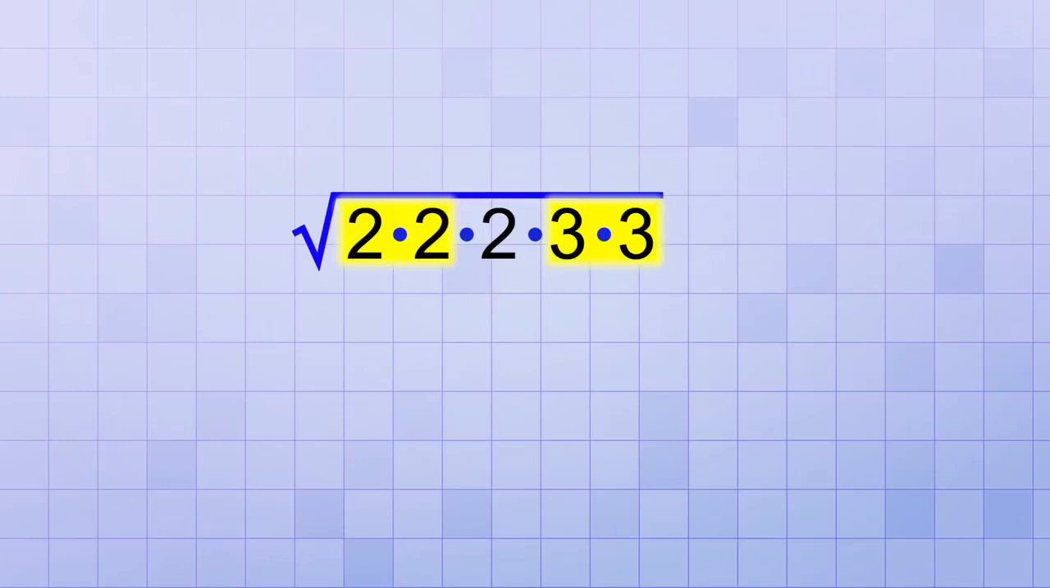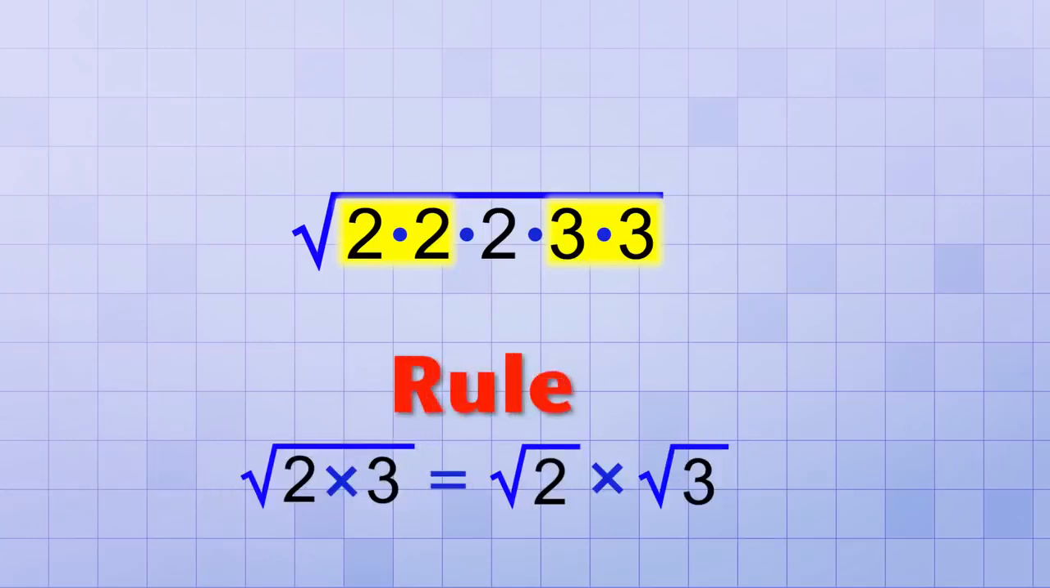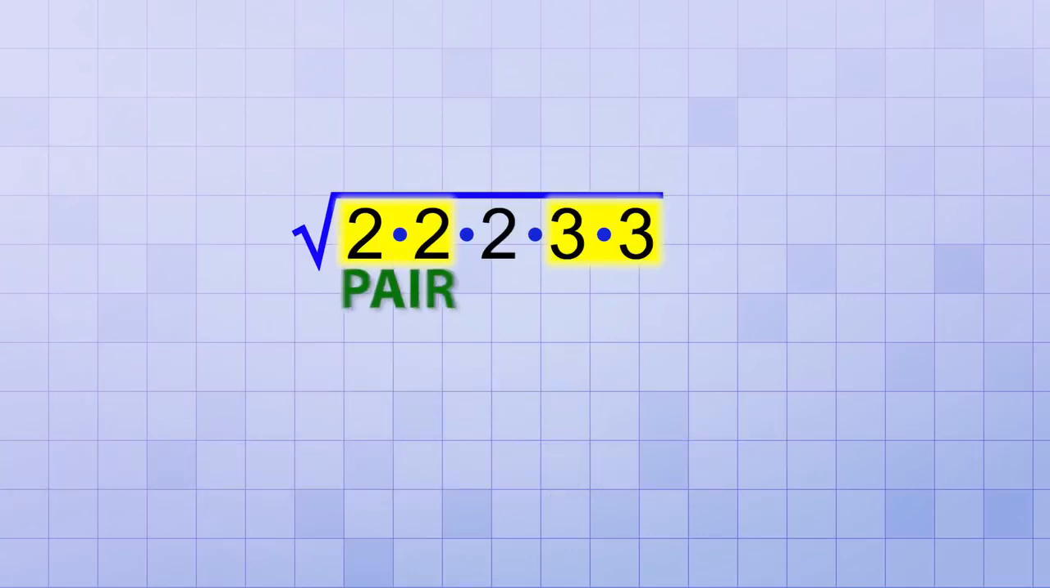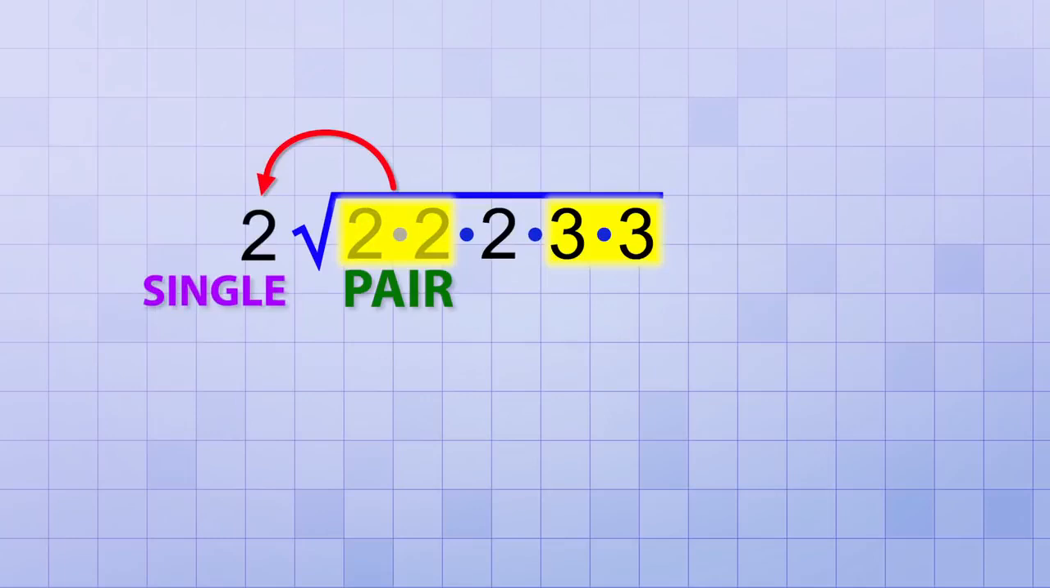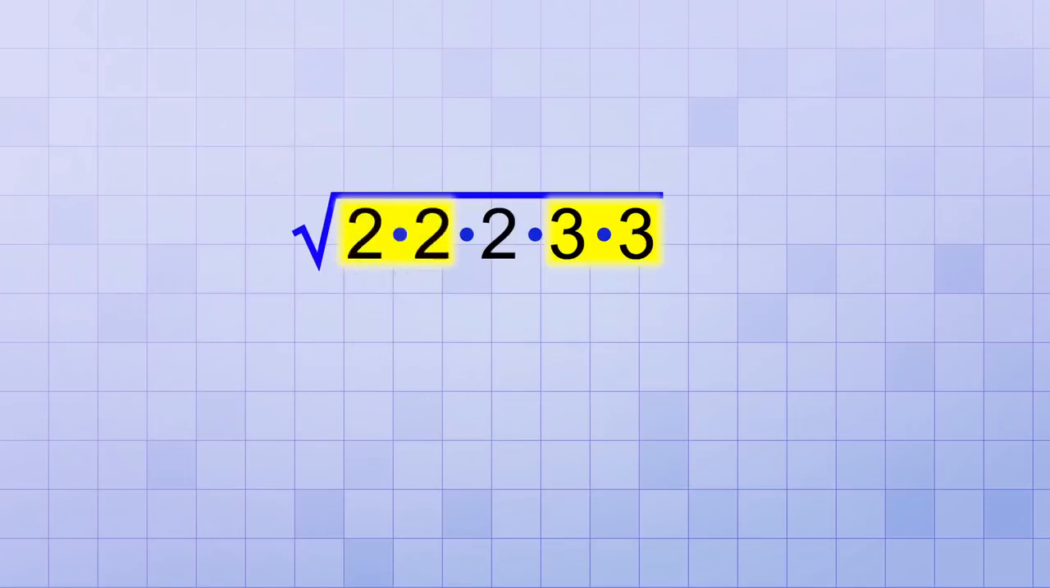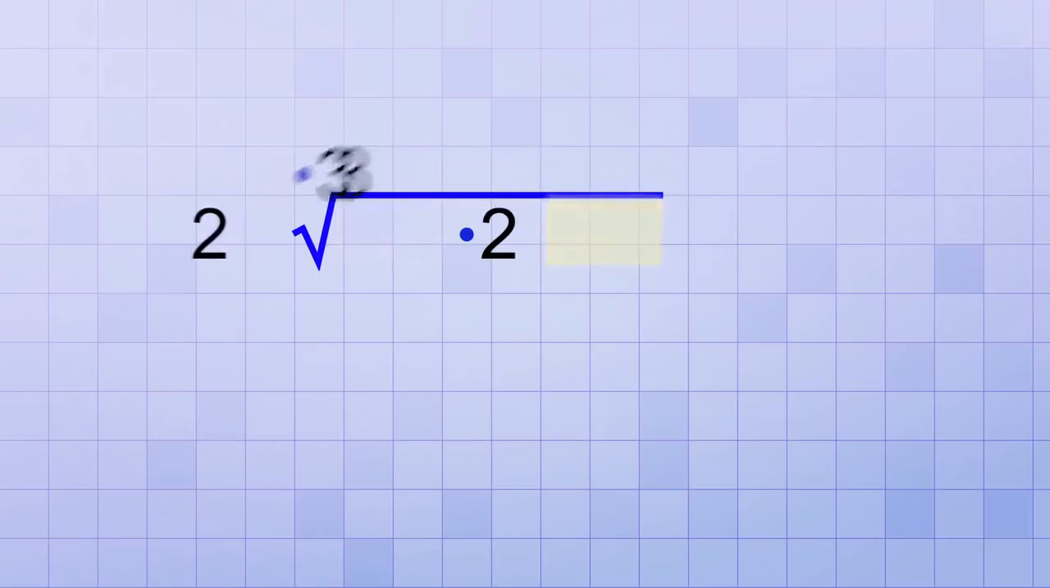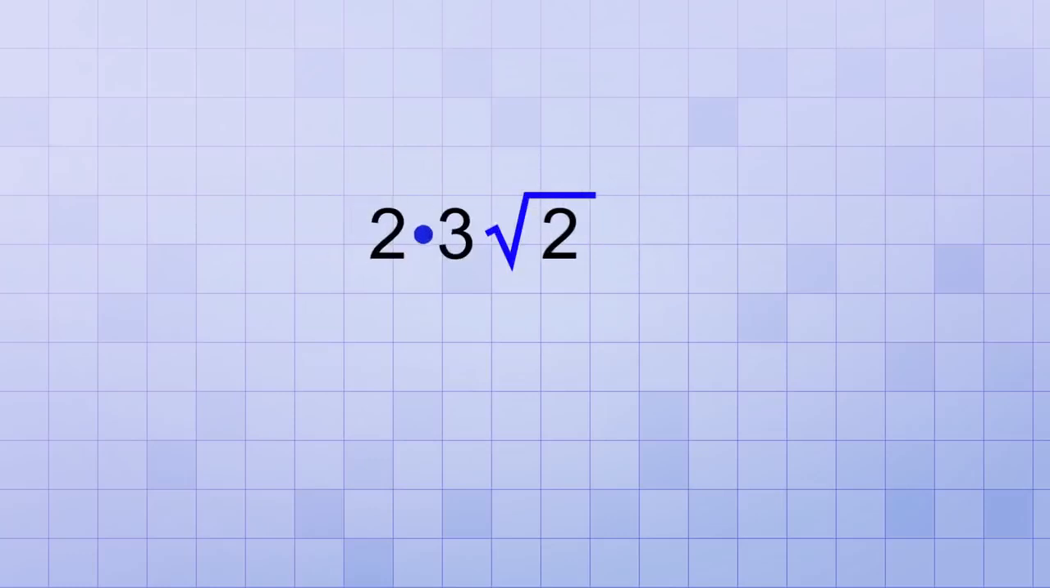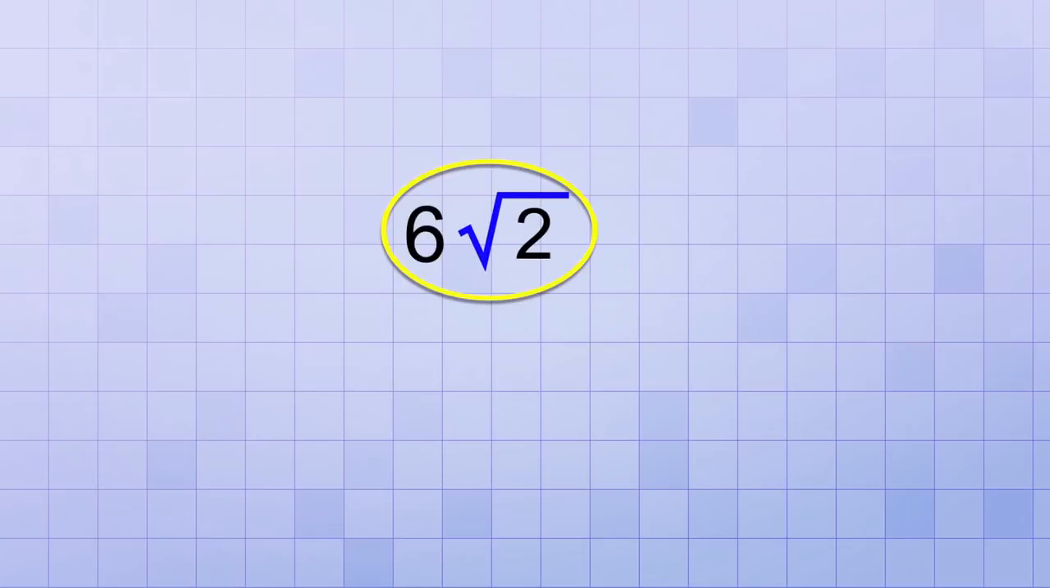Like before, we could rewrite this using our rule about multiplying roots. But now that you know how that rule works, you can eliminate some of the in-between steps if you realize that any pair of identical factors that are under the square root sign will simplify to become a single factor out in front of the root sign. That means you can just change the 2 times 2 under the root sign into a 2 out in front of it, and the 3 times 3 to a 3 out in front. That gives us 2 times 3 times the square root of 2, or 6 root 2 as the simplified answer.